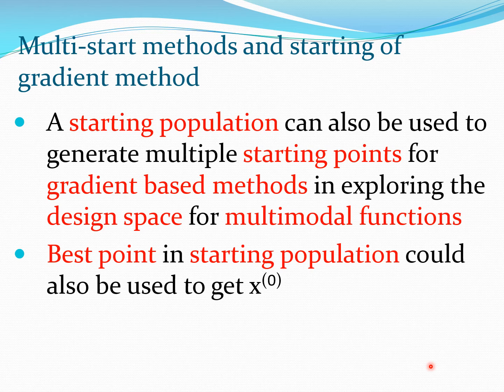And in some cases, if you are not able to get a good starting solution x0 for a gradient based method, you could create a starting population and take the best point in the starting population. That is the point at which f(x) is the best possible value, and then use that point as your x0 to start off your gradient based method. So again, this starting population approach can be used in conjunction with gradient based methods also.